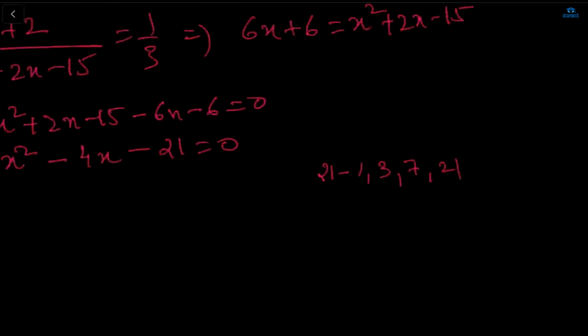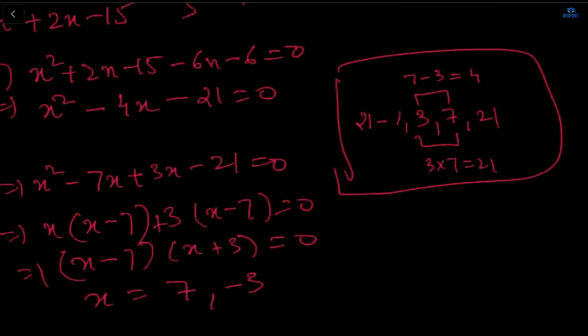minus 7x plus 3x minus 21 is equal to 0. So x you are going to take common, so x minus 7. 3 you are going to take common, so it will be x minus 7. So it will be x minus 7 and x plus 3 is equal to 0. So x value can be equal to 7 and x value will be equal to minus 3.